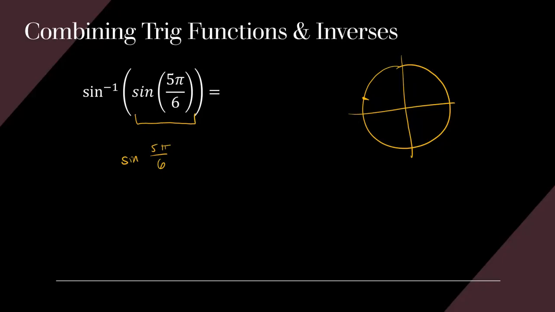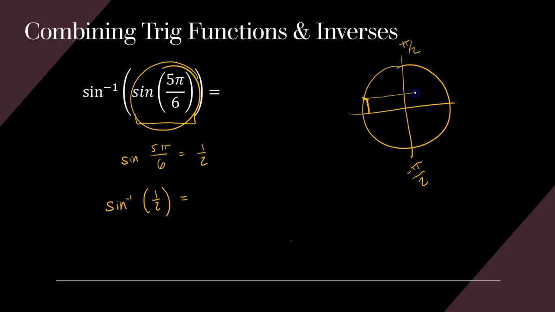So we want to figure out, again, what's that value? This is sine, so that's your vertical distance. The vertical distance there would be 1/2. So that means that this entire inside piece represents 1/2. Now we're going to take the inverse sine of 1/2, meaning what radian value between negative pi over 2 and pi over 2 would have a value of positive 1/2.